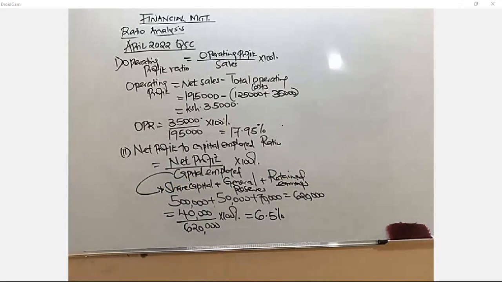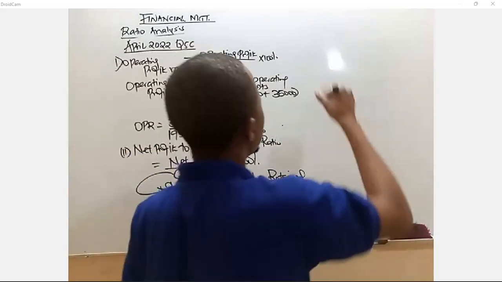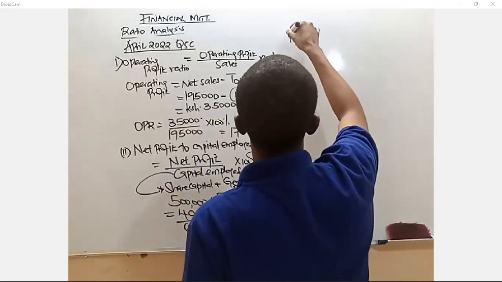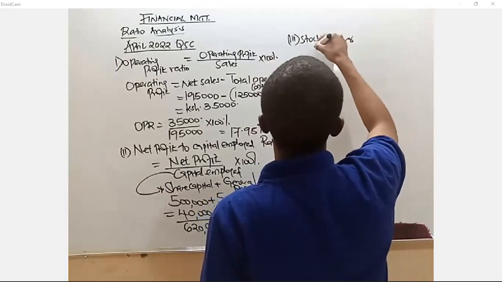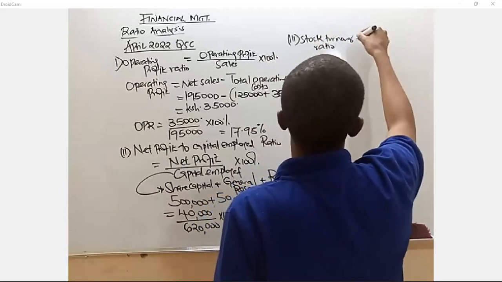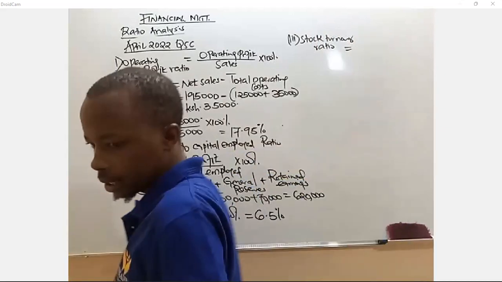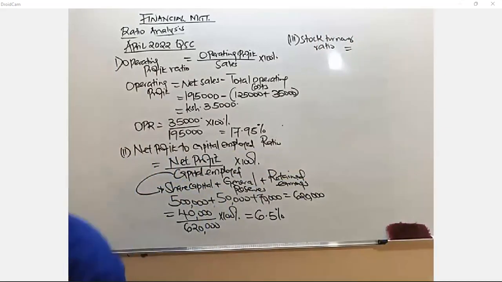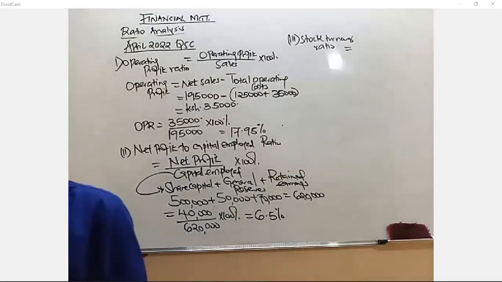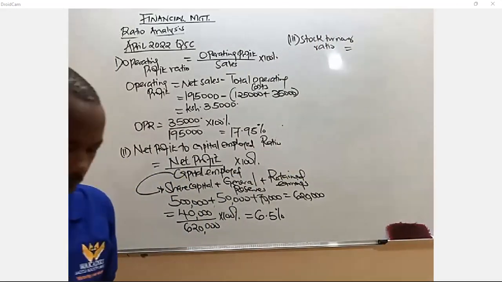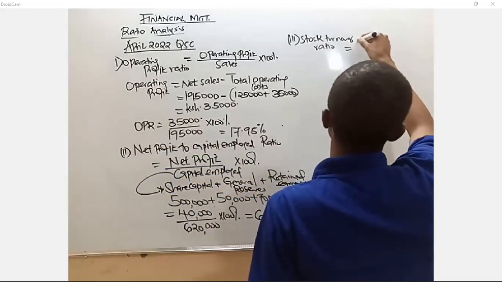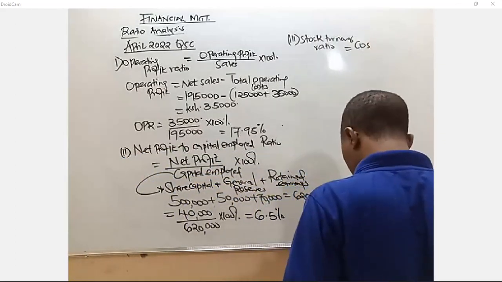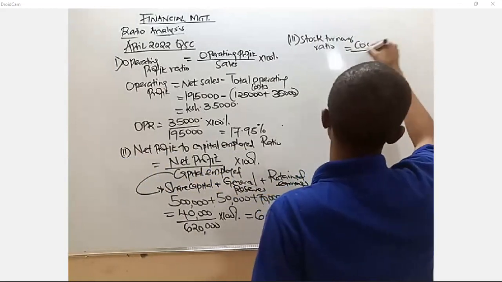From that one, we go to the stock turnover ratio, number 3. To get my stock turnover ratio, what am I supposed to use? Let me take the cost of goods sold and divide by average inventory.